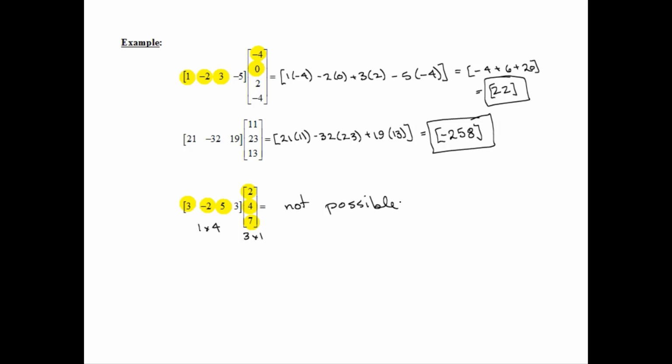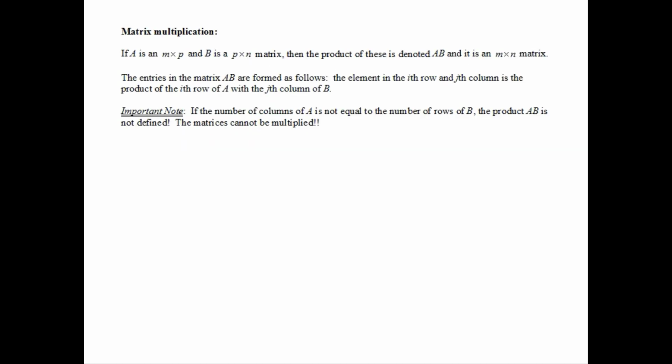So this is how we multiply a row matrix times a column matrix in that order. If you switch the order of your row and your column, you get something different, which we will eventually do an example of. Okay, so we're going to expand this to let us multiply matrices that are not rows and columns. Here's the idea. If A is an m by p matrix and B is p by n, then we can multiply them, and the result is an m by n matrix, which we can call AB.